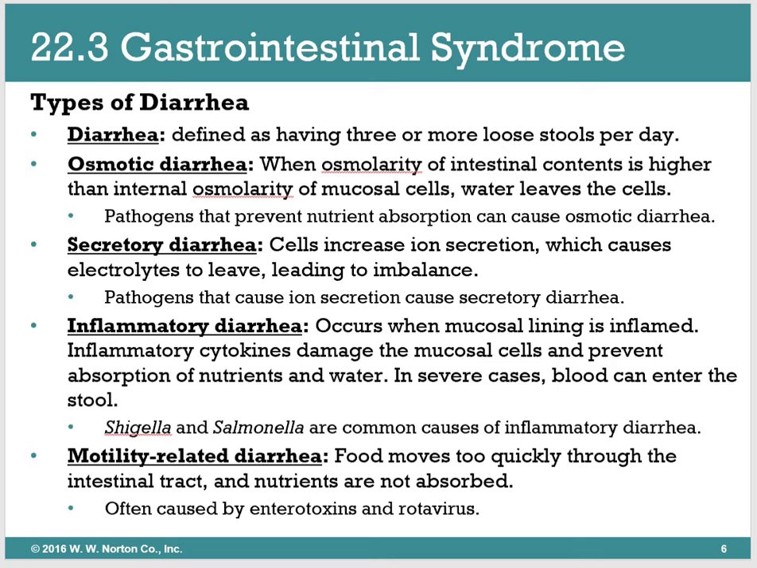The first one we're going to talk about is osmotic. This is where the osmolarity of your intestinal content is higher than the internal osmolarity of your mucosal lining, meaning that there's more water in the exterior environment than actually inside your cells. So there's less water inside your cells, so water leaves. And whenever that's the case, a lot of times nutrient absorption is inhibited, so you are not absorbing as much as you should.